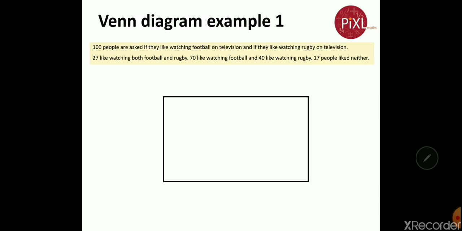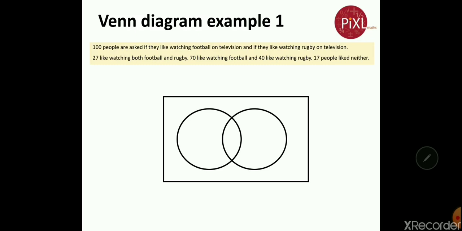Becomes important shortly here. So when we're going to draw this, of course, we get our setup like this. Remember to label your sets. So we have football on the left, rugby on the right. Now, it says 27 like watching both. Okay, so that 27 is going to go in the middle. Then it says 43 for football and 13 for rugby.